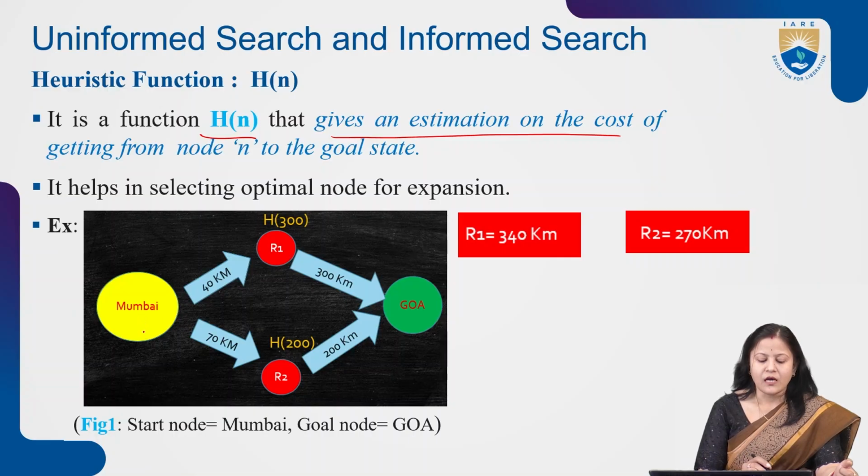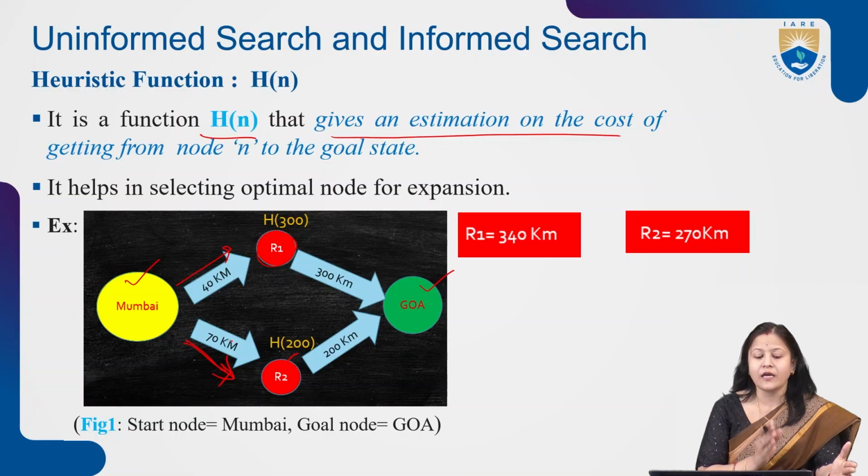You can see two locations here. The starting location is Mumbai and the ending location is Goa. Two routes are there. Route 1 is denoted as R1 and route 2 is denoted as R2. From Mumbai, either we can follow route R1 or else we can follow route R2.